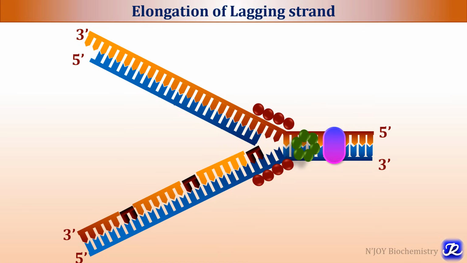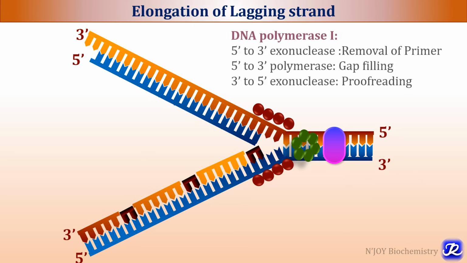On the lagging strand, DNA polymerase 3 is responsible for synthesis of short stretches of DNA, which are called Okazaki fragments. After the activity of DNA polymerase 3, DNA polymerase 1 comes into the picture, and it has three types of activity. The 5' to 3' exonuclease activity of DNA polymerase 1 is responsible for removal of primer. So primers on the lagging strand are removed with the help of the 5' to 3' exonuclease activity of DNA polymerase 1. Now a gap is created between different Okazaki fragments. This gap is filled by the 5' to 3' polymerase activity of DNA polymerase 1.